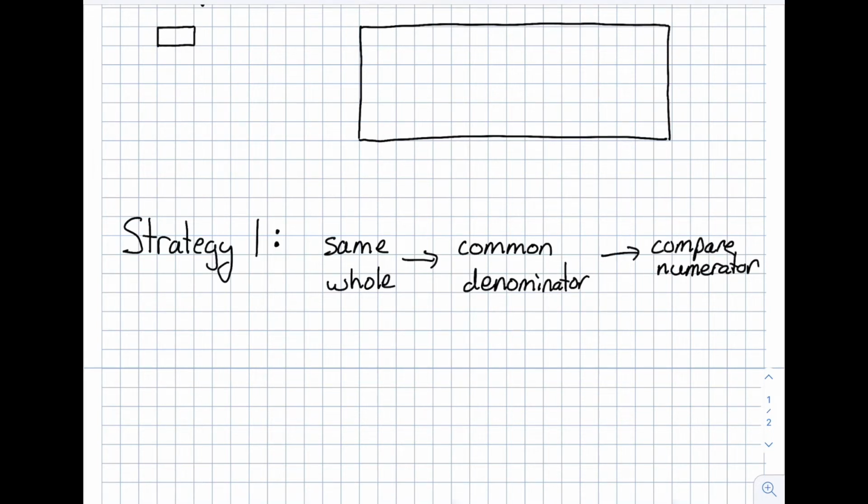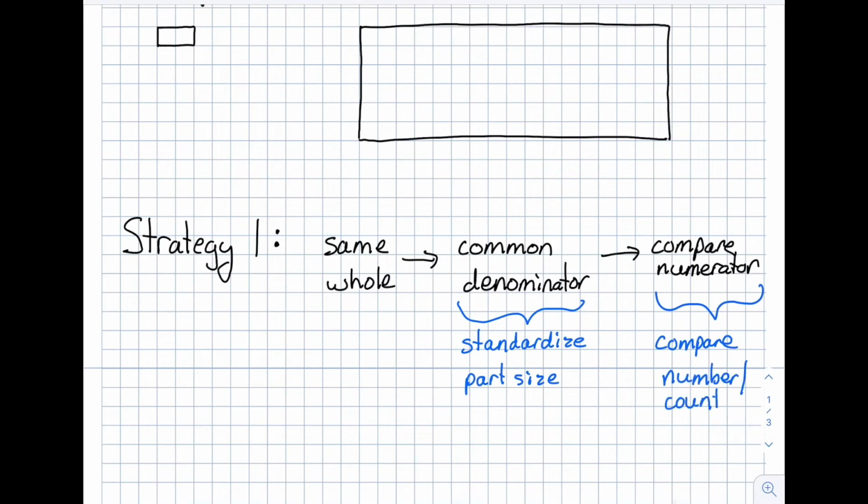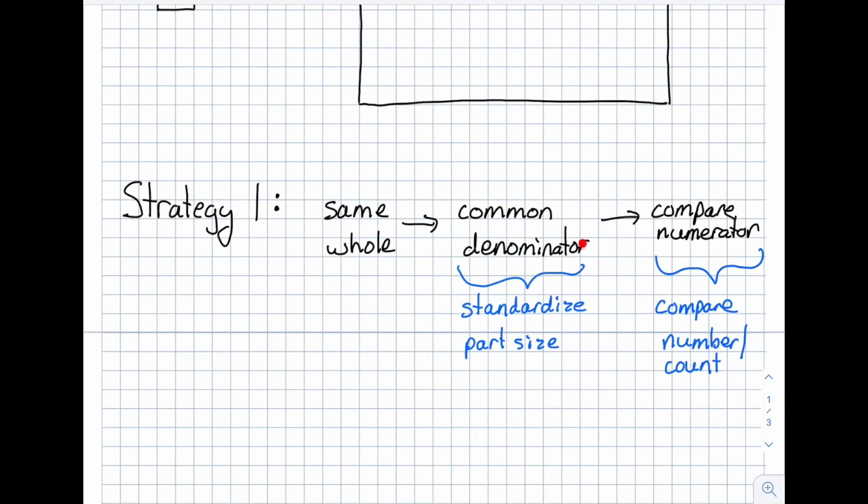For strategy 1, our common denominator strategy, we start with the same whole. We partition it into equal size parts, so same size parts, and then we compare the count of those parts. So both the whole and the size of the parts are standardized, and the only difference is the number of parts.